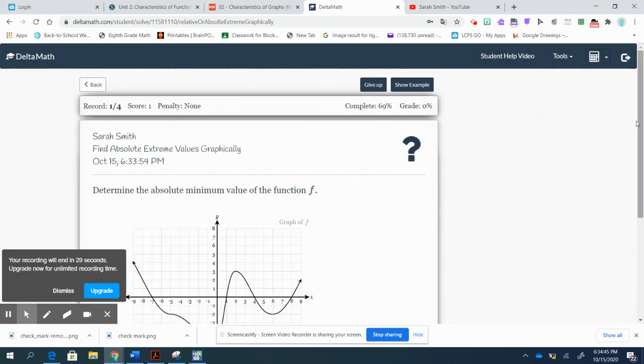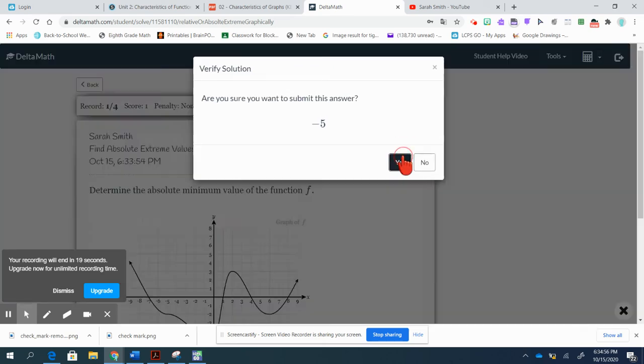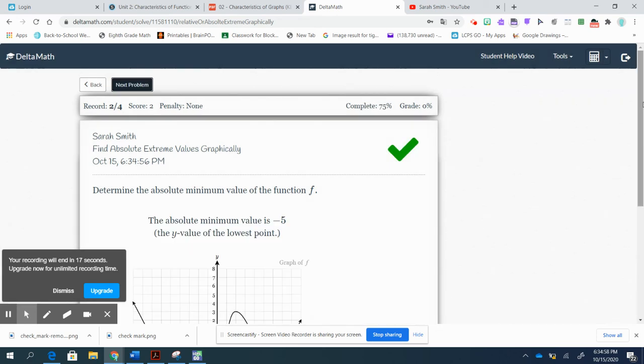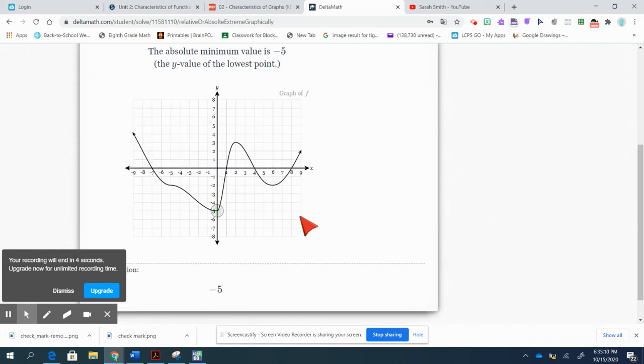Determine the absolute minimum of the function. Okay, so I typed it in wrong. So you don't need to actually put the point. You're just going to put, I'm sorry, it says right here, the y value of the lowest point. So that answer would just be -5. All right, I'm still learning with you guys. Okay, hope this helped.